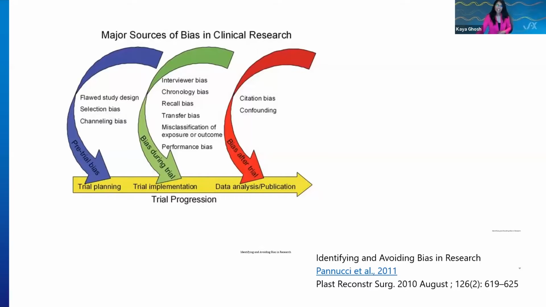Thanks, Dolores. So in this context, bias is any tendency that prevents impartial consideration of a question, which can lead to the skewing of your results. There are several major sources of bias in clinical research, as you can see from this slide, and these can occur during the phases of trial planning, implementation, or data analysis and publication.